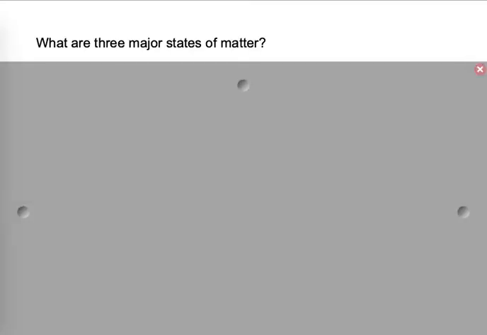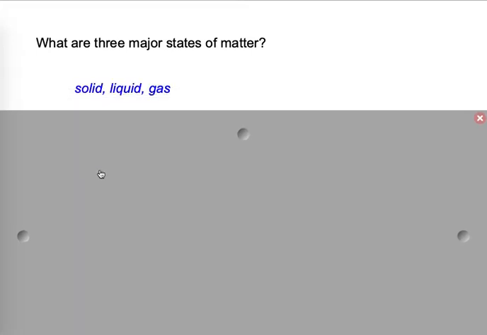So let's begin by reviewing. What are the three major states of matter? You probably learned this early in elementary school. They are, of course, solid, liquid, and gas. Plasma is another state of matter, but because plasma involves atoms that have lost most of their electrons and no chemical bonds at all, it's not really part of chemistry, it's more part of physics. We're not really going to talk about plasma this year.